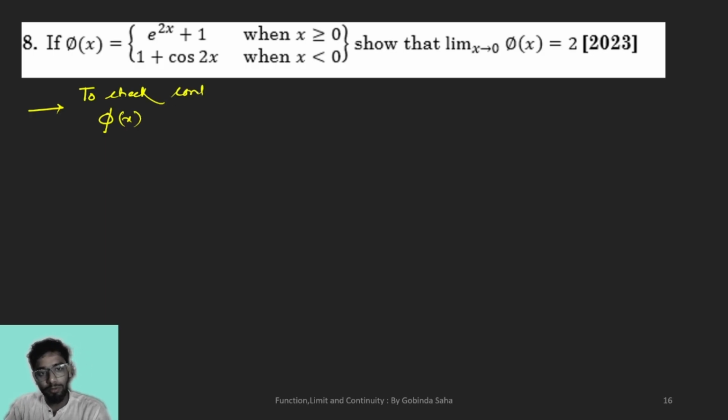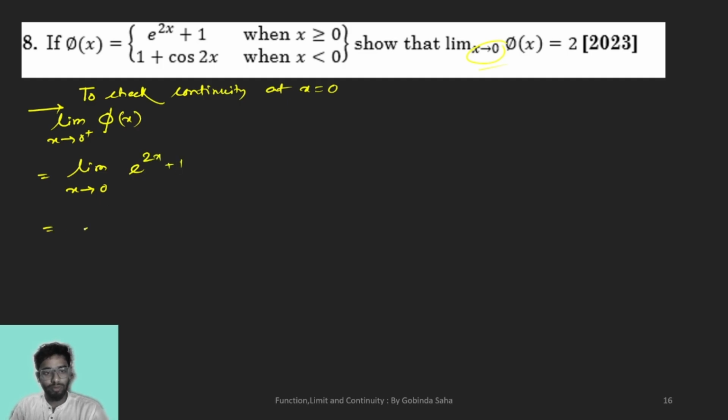To check continuity at x equals to 0, because x equals to 0 is there, we have to calculate limit x tends to 0 plus. For 0 plus, it will give you e to the power 2x plus 1. If you put 0, then it will be e to the power 0 plus 1, which is nothing but 1 plus 1, it is 2.